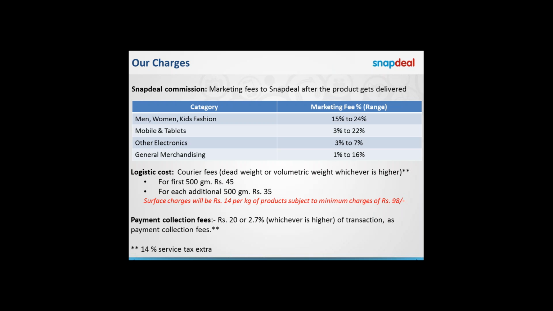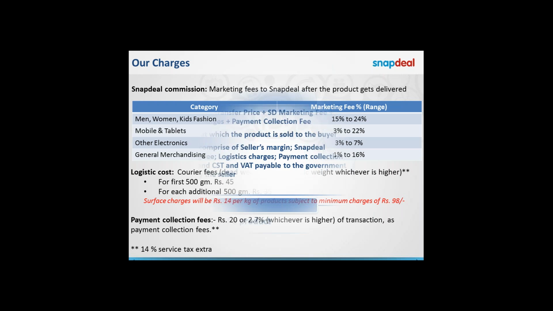And then payment collection charges. It is 20 rupees or 2.7% of the transaction amount, whichever is higher. It goes to the payment gateway service providers or courier partners in case of cash on delivery. 14% is the service tax which is applicable.